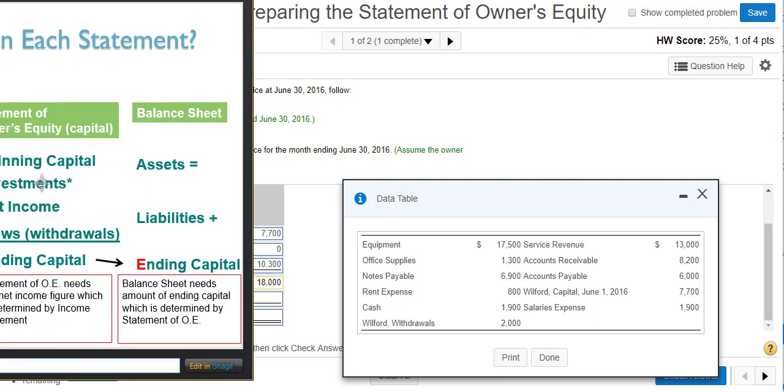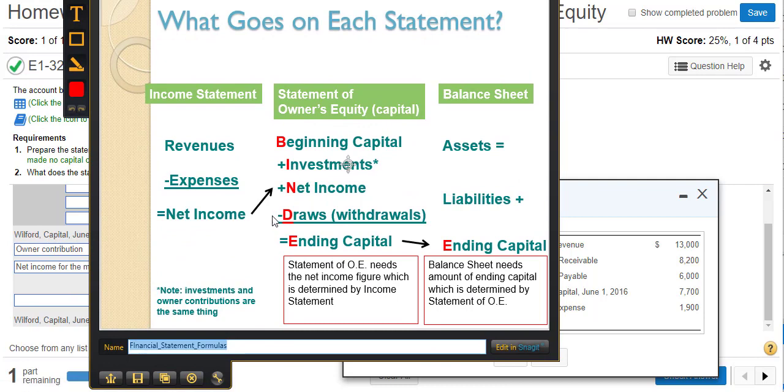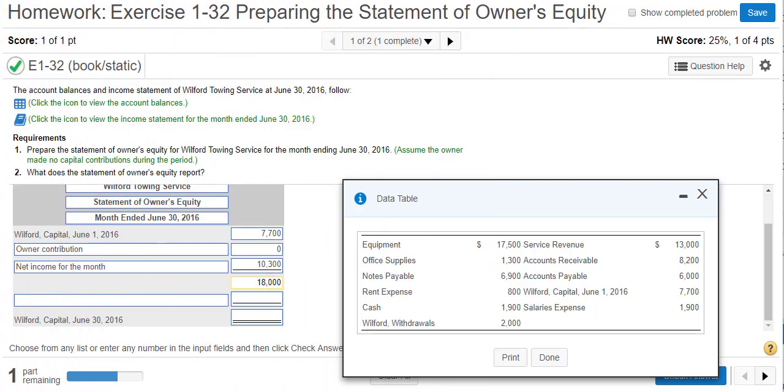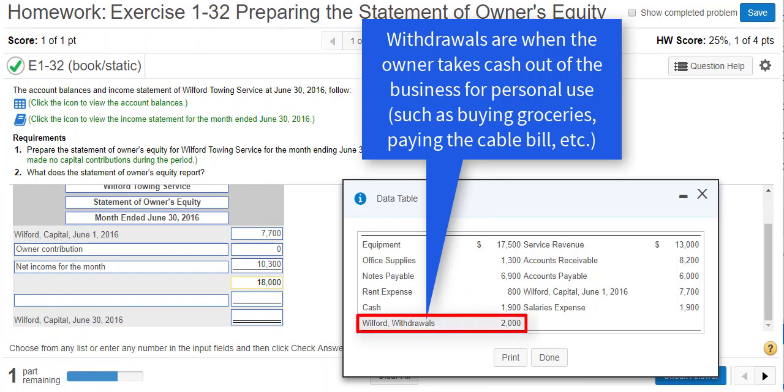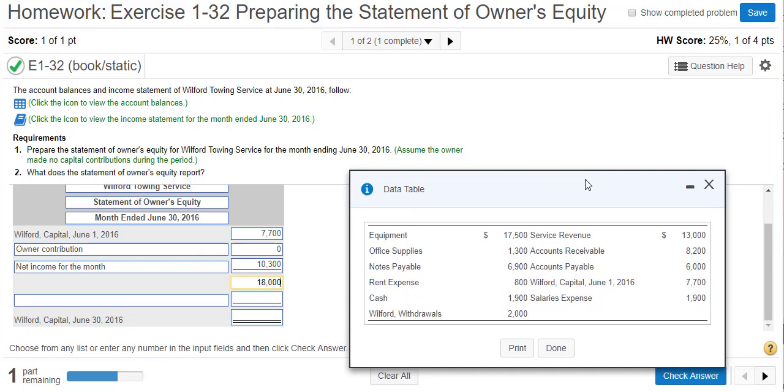And then going back to our cheat sheet with the formula, now we're going to subtract draws, also known as withdrawals. So remember, withdrawal is when the owner takes cash out of the company. It's almost always cash. It could be other assets, but it's almost always cash, and uses it for personal use, like taking money out of the business to buy groceries or to pay her cable bill. All right. Let's see if we can find withdrawals. Here's the withdrawals, and it's $2,000.